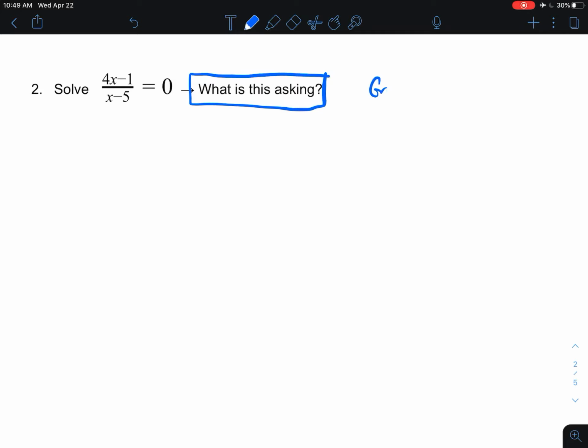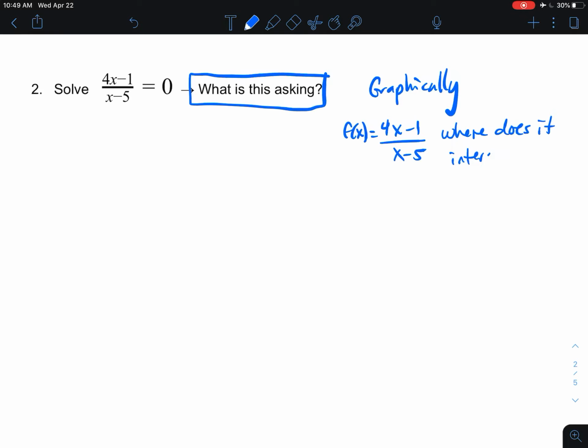But graphically, it's asking us, where is this graph? If we're looking at this as a function, (4x minus 1) over (x minus 5), where does it have its zeros? Right? That's really what that means. It's just saying what does that graph look like? Where is it equal to 0? Because that's where the y value is 0, right? So we're wondering where along this line do we have values on our graph?